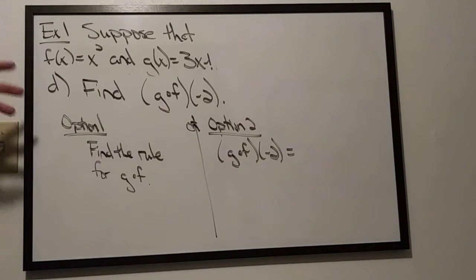Now, sometimes when people look at part D, they say, oh, this is exactly the same as part C. We have a -2. Let's plug it into the rule that we have from part A. But we can't do that.